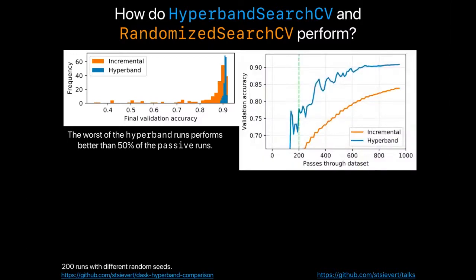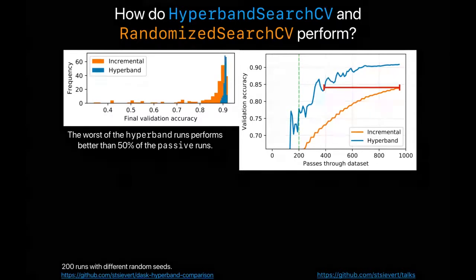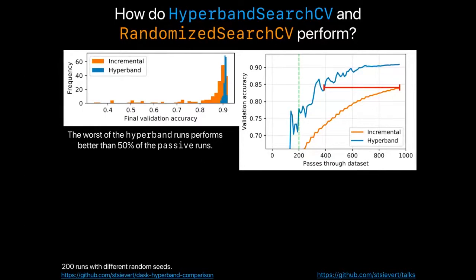And if we look at how the scores increase throughout time, we see that Hyperband requires about a third less data than incremental or random search. So that's about a factor of 3 to reach 85% accuracy. Here I'm showing the mean score across those 200 runs. And the dashed green line is the time required to train one model. This wasn't run on my laptop with 4 cores, so that's the amount of data required to train 4 models. And all 4 can run in parallel, so this is exactly the time it would take to train 4 models.